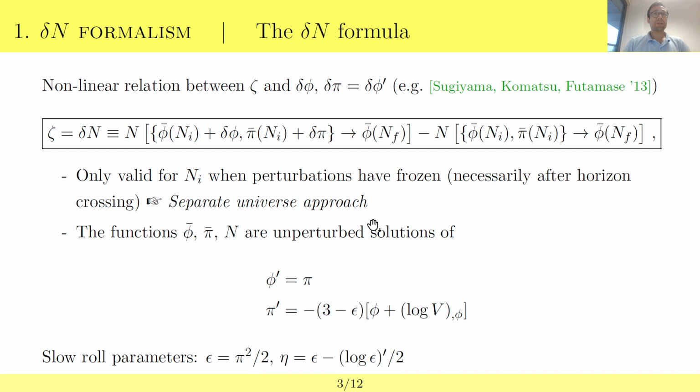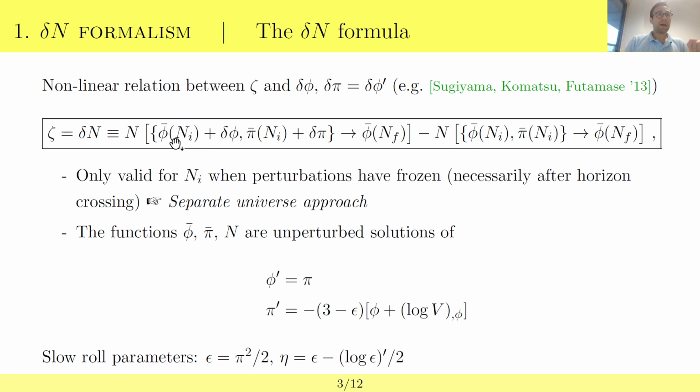The backbone of the delta N formalism is the so-called delta N formula, which is a fully nonlinear formula between the curvature perturbation coarse-grained on superhorizon scales and the inflaton and momentum perturbations. In this case, the derivative is with respect to the number of e-folds. The way to interpret this nonlinear formula is the following.